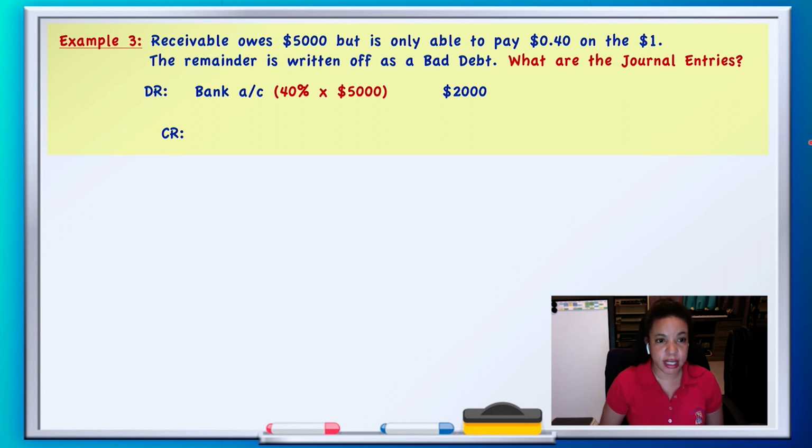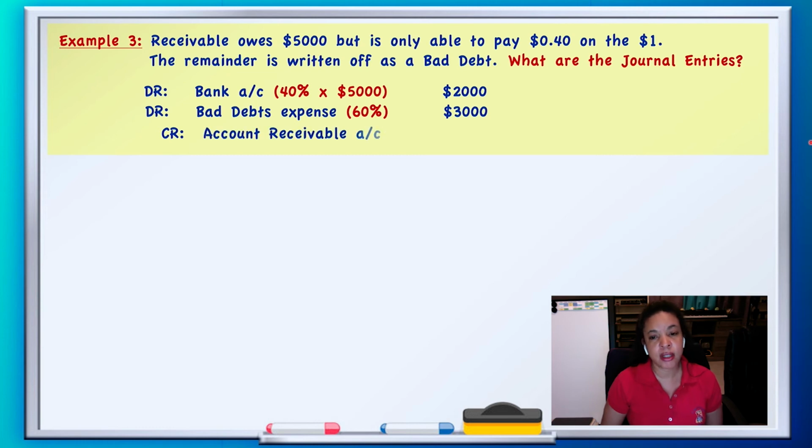But in addition to that, bad debts, which is an expense, was also debited. The remainder, which is $3,000, was written off as a bad debt. And as a result, the accounts receivable does not owe the entire amount anymore, because he paid the $2,000 and the $3,000 was written off. So therefore, we credit his account to reduce the amount that he owes by $5,000.